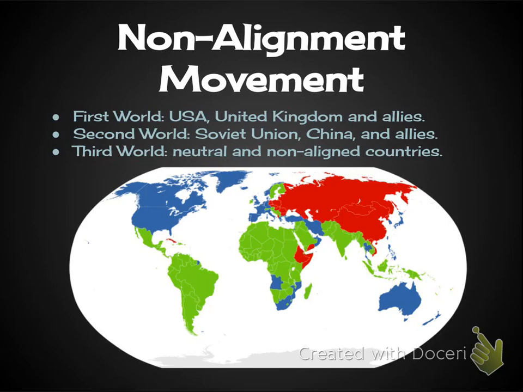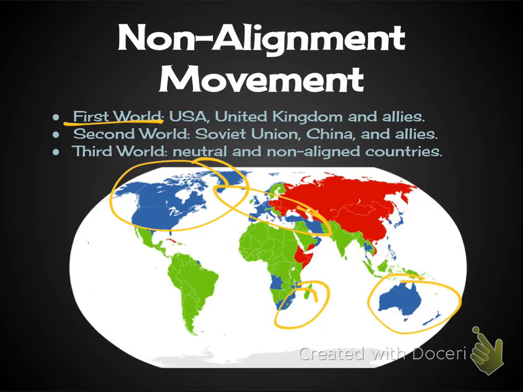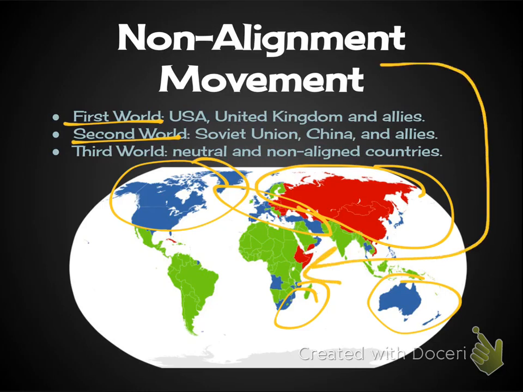We mentioned the non-alignment movement before. This is on the test. You want to know this. A first world country was those, the blue countries on here, those that were allied with the United States. Second world countries were those that were allied with the Soviet Union during the Cold War. And then the non-alignment movement is these green countries. The green countries were neutral. They're non-aligned. A lot of times when we hear third world, we only think of developing countries, but this is technically where this word came from.